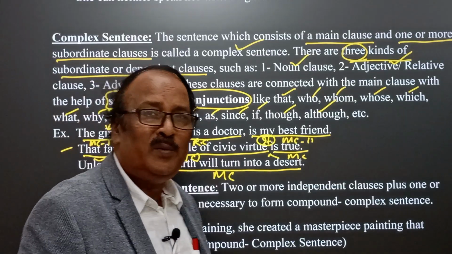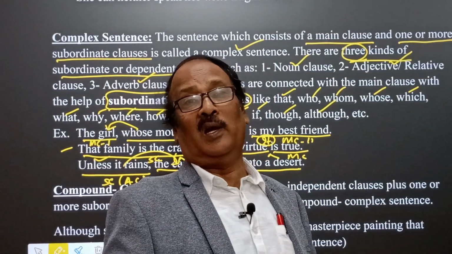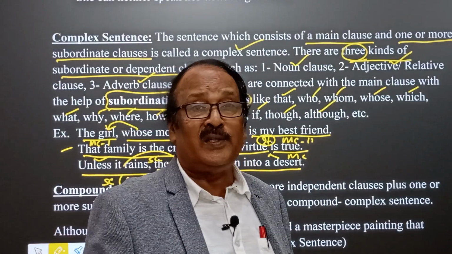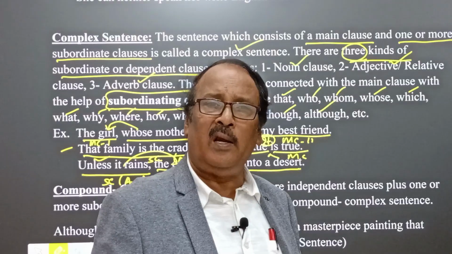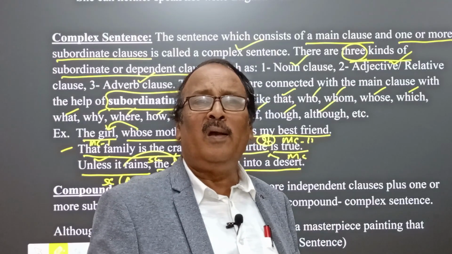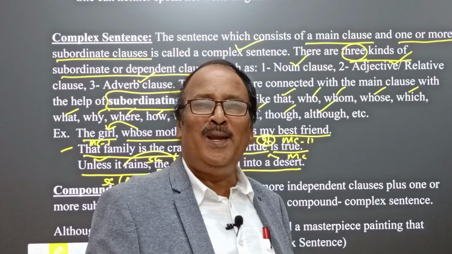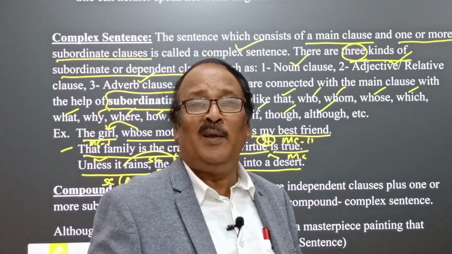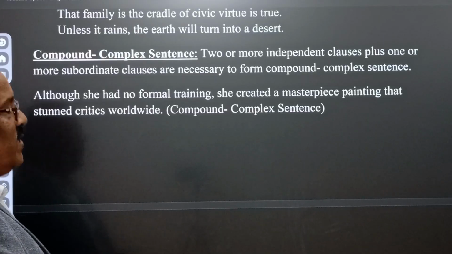"Unless it rains" is very natural. Water is life. And "unless it rains" means if it does not rain, the beautiful green earth will be turned into a dead desert. Okay, compound complex sentence.